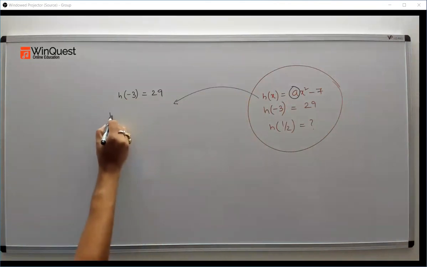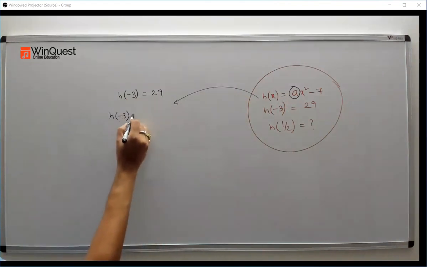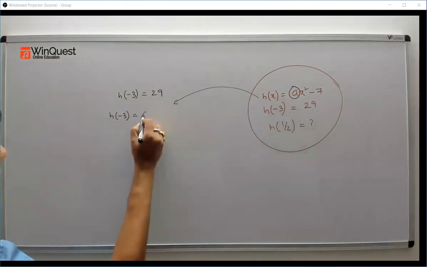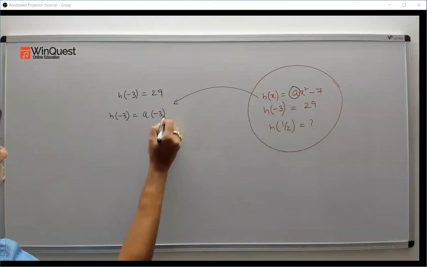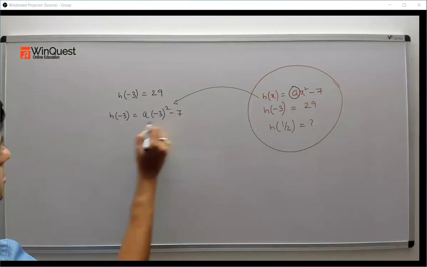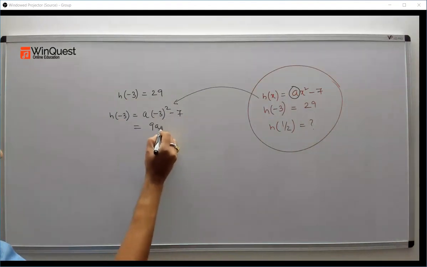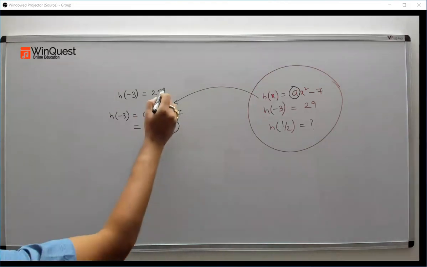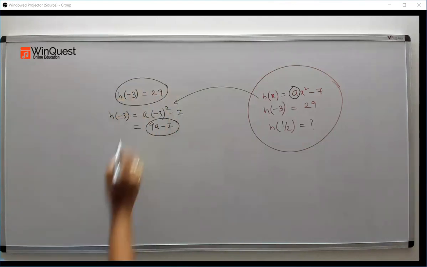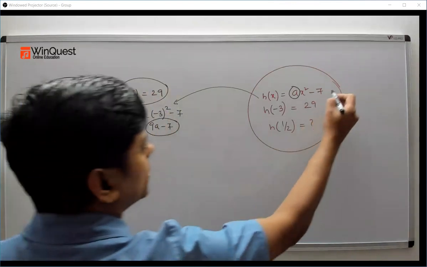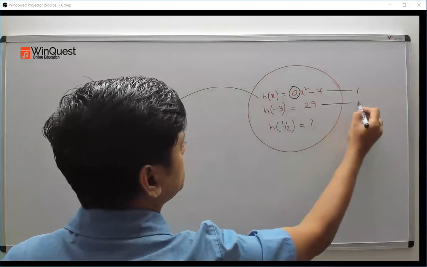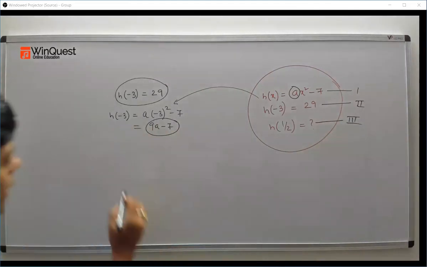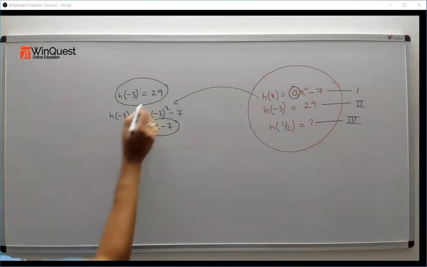I will say h of -3. That means I'm substituting x as -3. I'm going to put a -3 whole square times a minus 7. This becomes 9a minus 7, the value has come up already from the second equation. Let's call it the first equation. Let's call it the second equation. Call it the third one to find out. So what I'm going to do is I'm going to say h of -3 is 29.